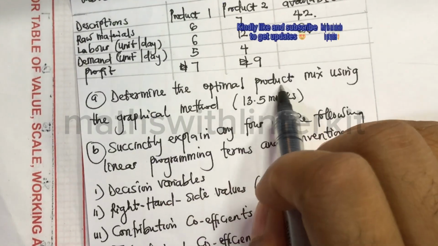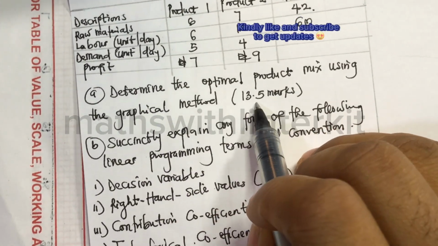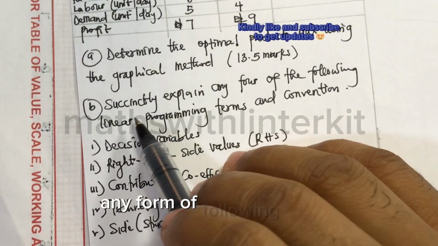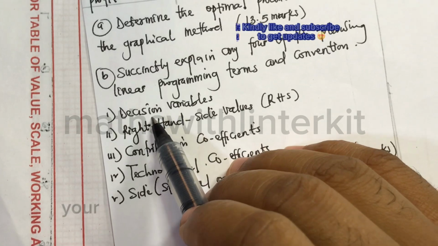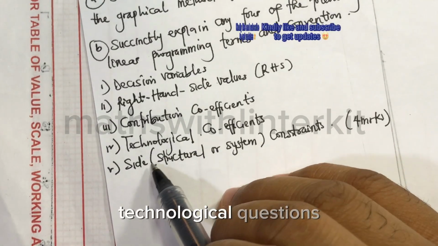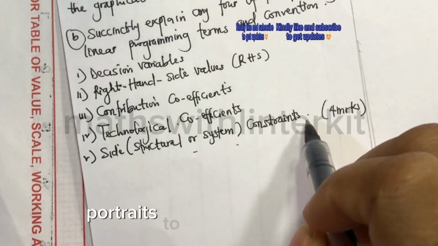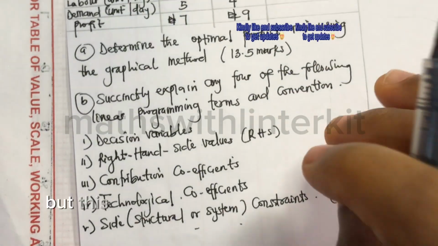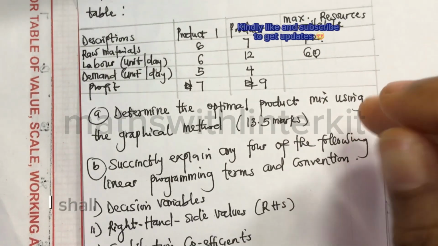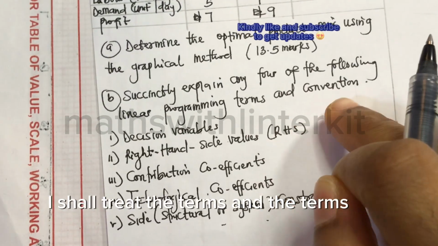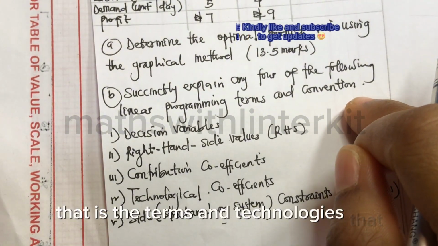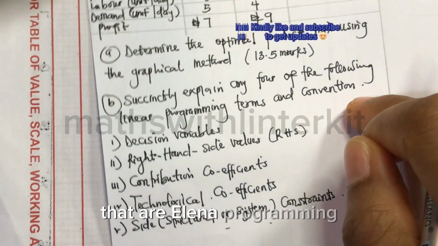A. Determine the optimal product mix using the graphical method, 13.5 marks. B. Succinctly explain any form of the following linear programming terms or conventions: the decision variable, right-hand side variable, the contribution coefficient, technological coefficient, then the side or structure or system constraints. So these are 4 marks. For this video, I'm going to only show the computation. Then in the subsequent video, I shall treat the terms and conventions, that is, the terminologies in linear programming.